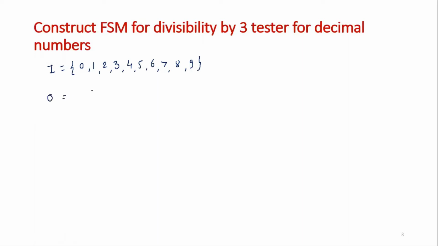Then output set, it consists of either number is divisible or it is not divisible. Then set of states. So here set of states will be derived from the remainder. So when we divide any number by 3, it will generate remainder as 0, 1 and 2. So here we will take states as R0, R1 and R2.